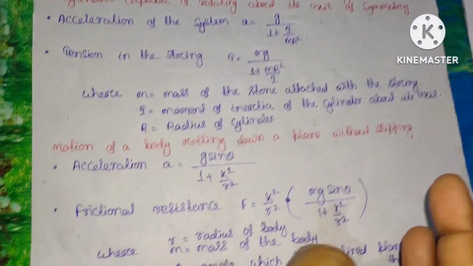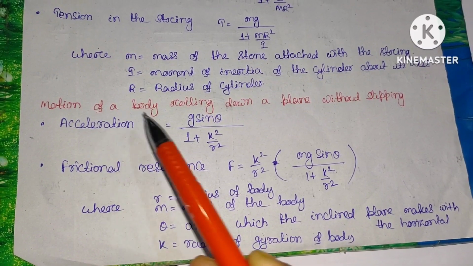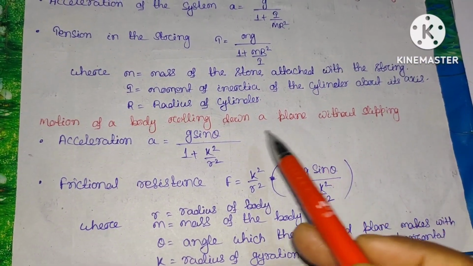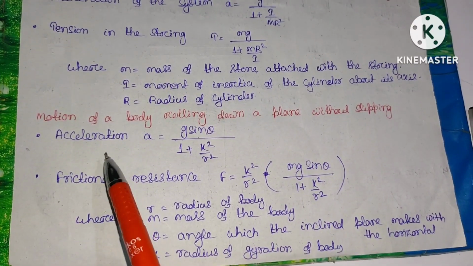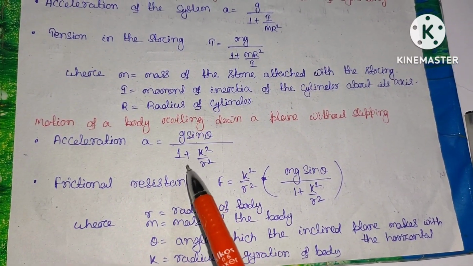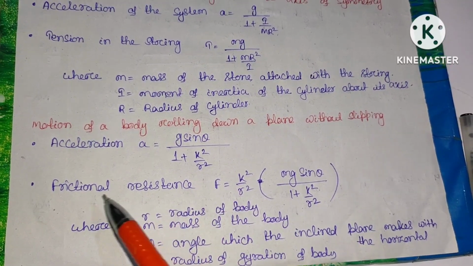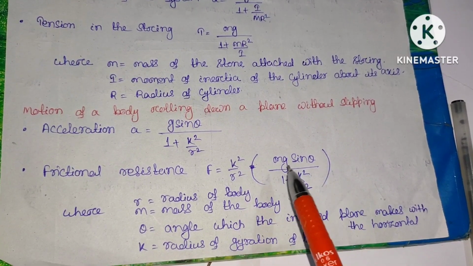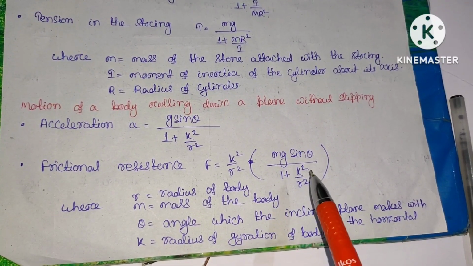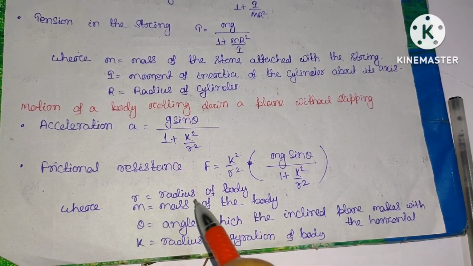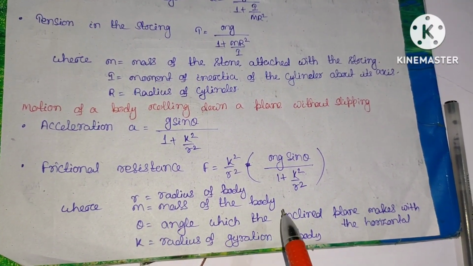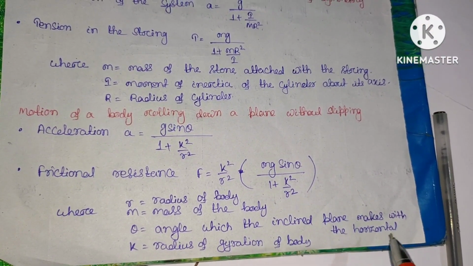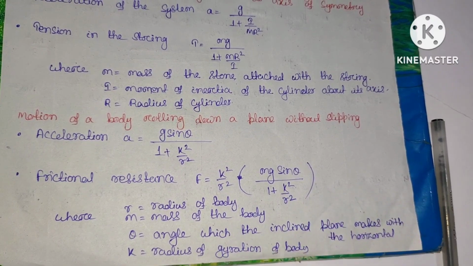Okay. So the next is motion of a body rolling down a plane without slipping. It is important: without slipping, it is rolling down. So here the acceleration is g sin theta divided by 1 plus k square by r square, and the frictional resistance is F equal to k square by r square times mg sin theta divided by 1 plus k square by r square. Here r is the radius of the body, m is the mass of the body, theta is the angle which the inclined plane makes with the horizontal, and k is the radius of gyration of the body.